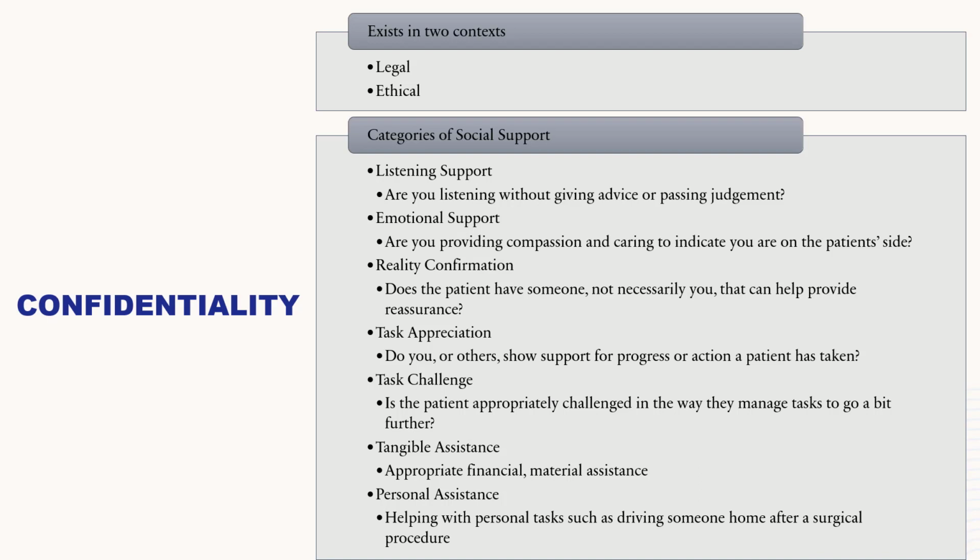Task challenge: is the patient appropriately challenged in the way that they manage tasks to go a bit further? Tangible assistance includes appropriate financial or material assistance. Personal assistance may include helping with personal tasks such as driving someone home after a surgical procedure. These various areas of social support will not be used simultaneously.